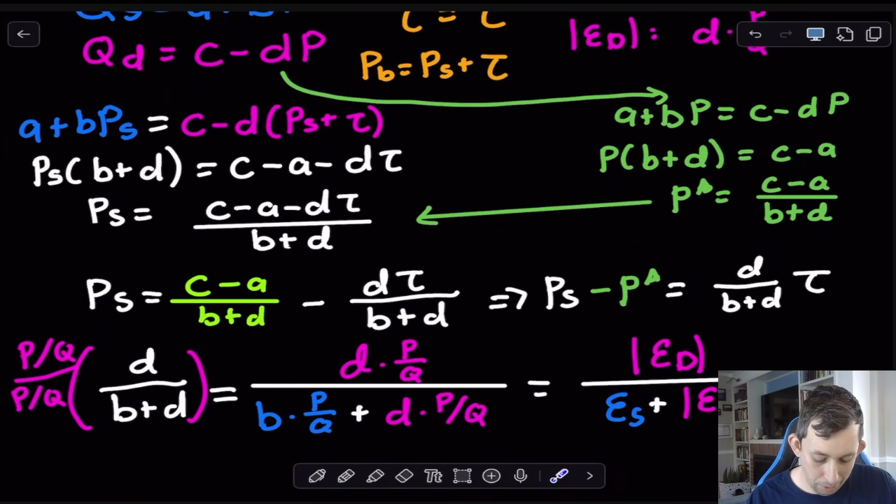So again, we've just shown both generally and with an example how much of the tax each side of the market pays under a quantity tax. Well, it depends on the elasticity of the other side as well as your own elasticity.